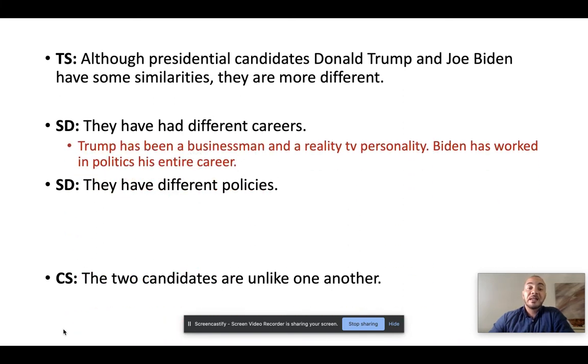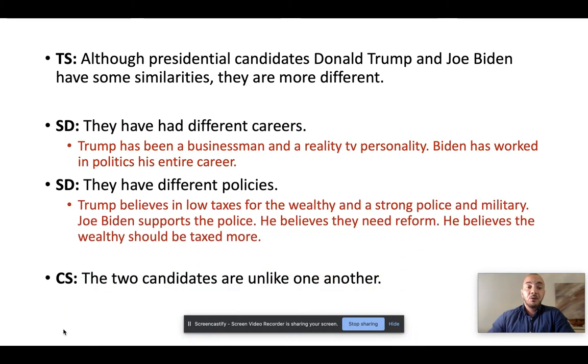So it's not enough to say they had different careers. We have to explain the differences between the careers. Well, Trump was a businessman and a reality TV personality, while Biden worked in politics for almost his entire career. We might look at some of their policies.